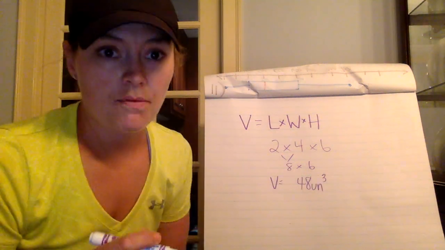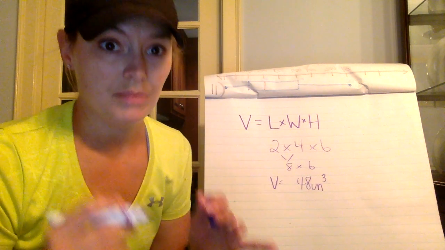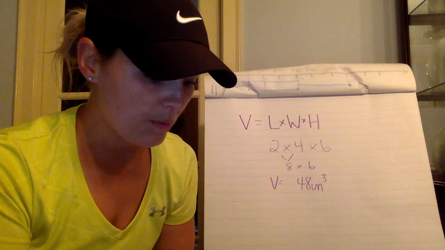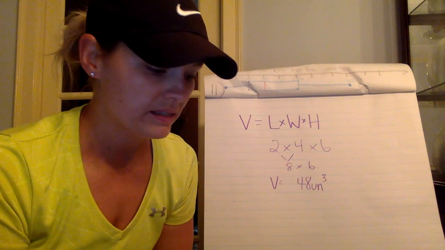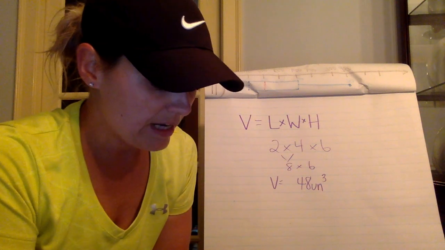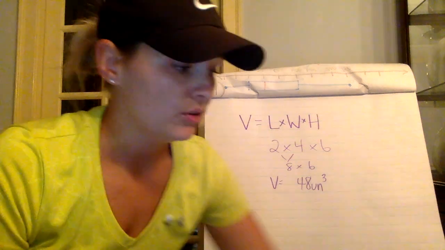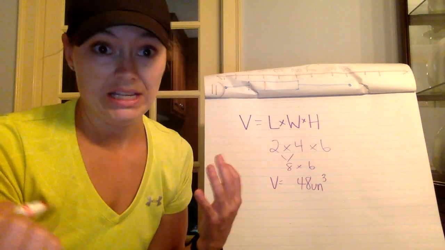Okay, the second type of question that we're looking at is a missing dimension. Okay, so I'm going to use a different color for that. Meaning we're missing the height, we're missing the width, we're missing the length, one of them. And we need to use the numbers to unravel to find out what that missing dimension is.